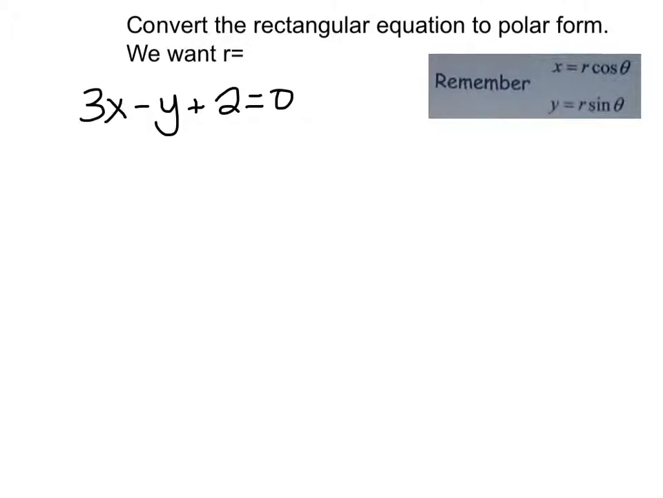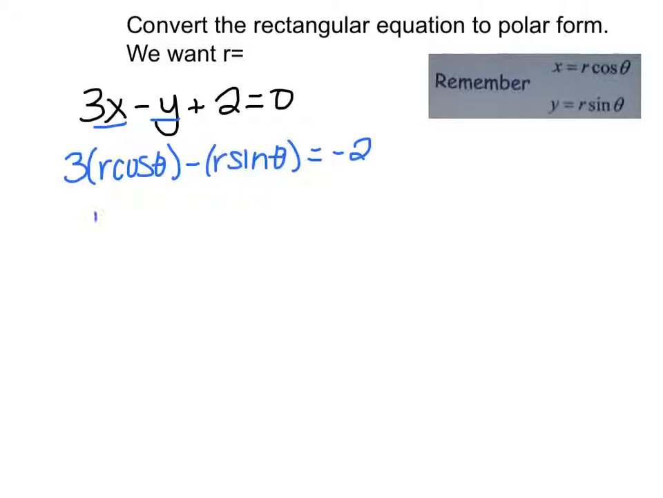All right, let's do this algebra piece again. Let's substitute in for x and y. So I have 3 r cosine theta minus r sine theta, and let's go ahead and move that to the other side. So we can rearrange some of these things. I have r times 3 cosine theta minus r sine theta equals -2.